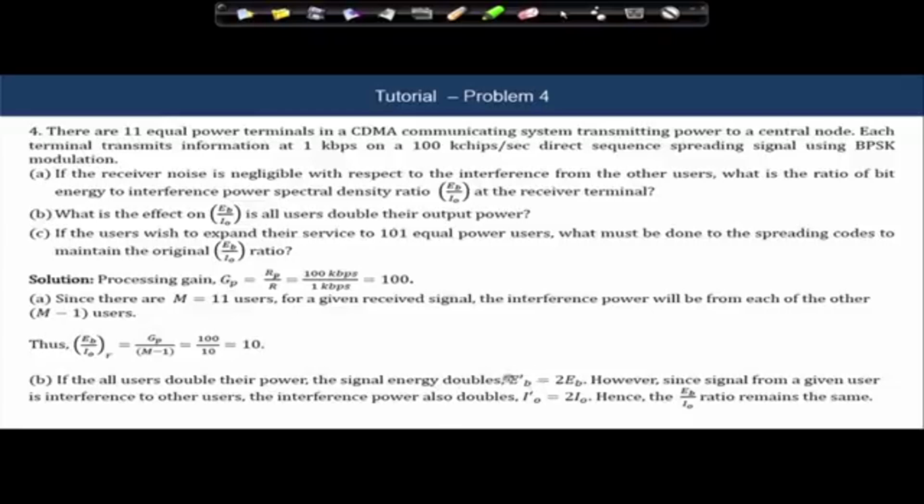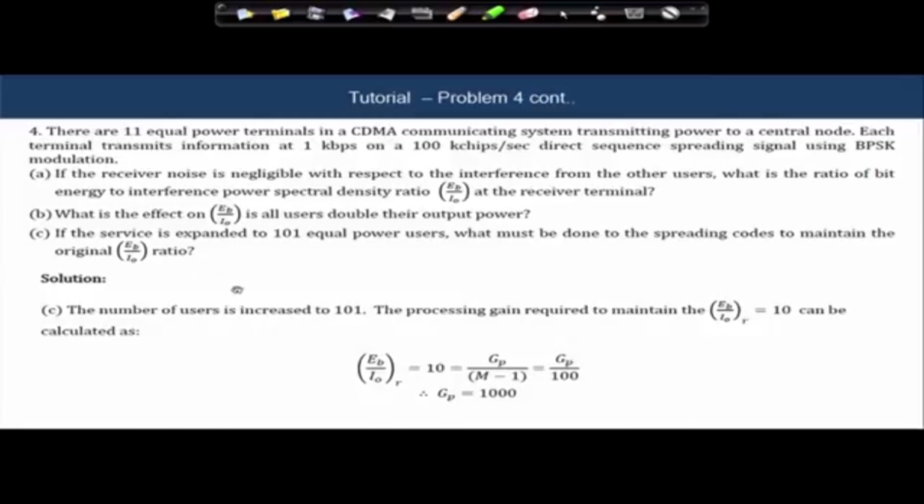Now in part B, what happens if all the users double their power? If all users double their power, the corresponding energy also doubles. However, since each user has doubled the power, the interference power also doubles, because for a given user, the signal from all other users is like interference. So since all users have doubled their power, the interference power also naturally doubles, and therefore we see that the EB by I naught ratio remains the same.